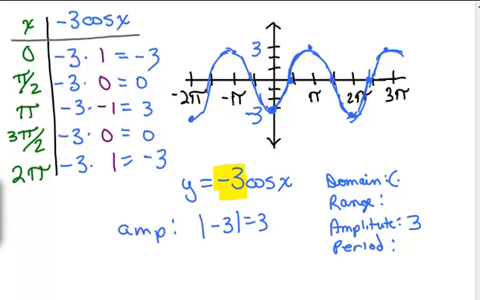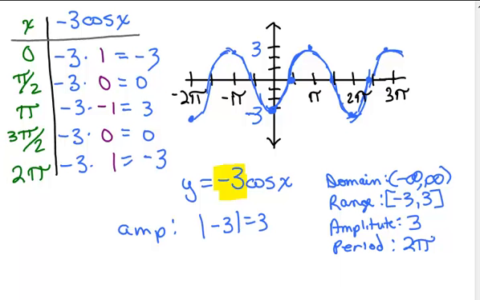The domain always for cosine or sine is negative infinity to infinity because x could be any number. I didn't do a very good job of writing that. And that does it much better. All right, the range. The y values go in between negative 3 and 3. So we've got negative 3 to 3. The amplitude, well, it's really just half the height, right? So that's 3, which is what we expected to happen. And the period starts repeating itself after 2 pi. So there we have y equals negative 3 cosine of x.